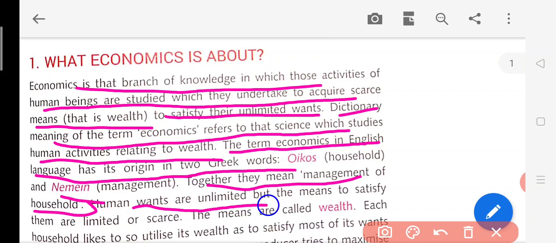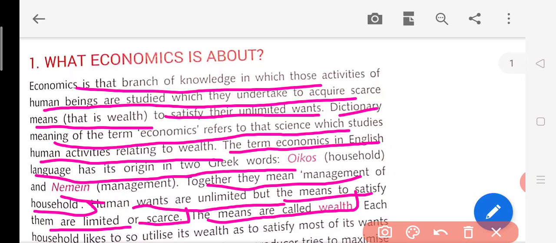So human wants are unlimited, but the means to satisfy them are limited or scarce. These means are called wealth. So economics is made up of two words, oikos and nemen, which together mean law of household. Just like in a house, a mother manages the house by using some limited resources which she has, like the salary which your father brings to your house. So within that budget or salary, she tries to manage things.